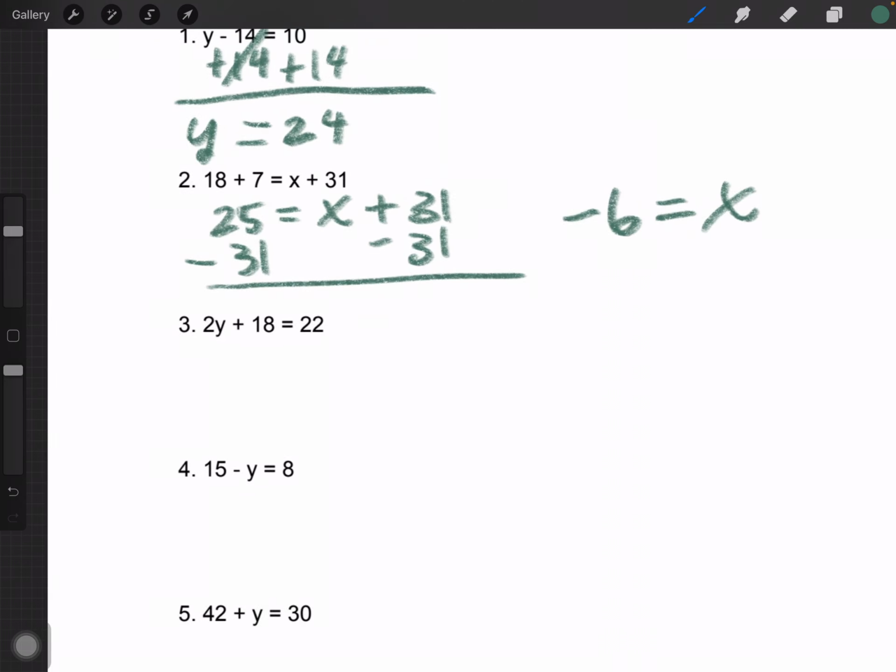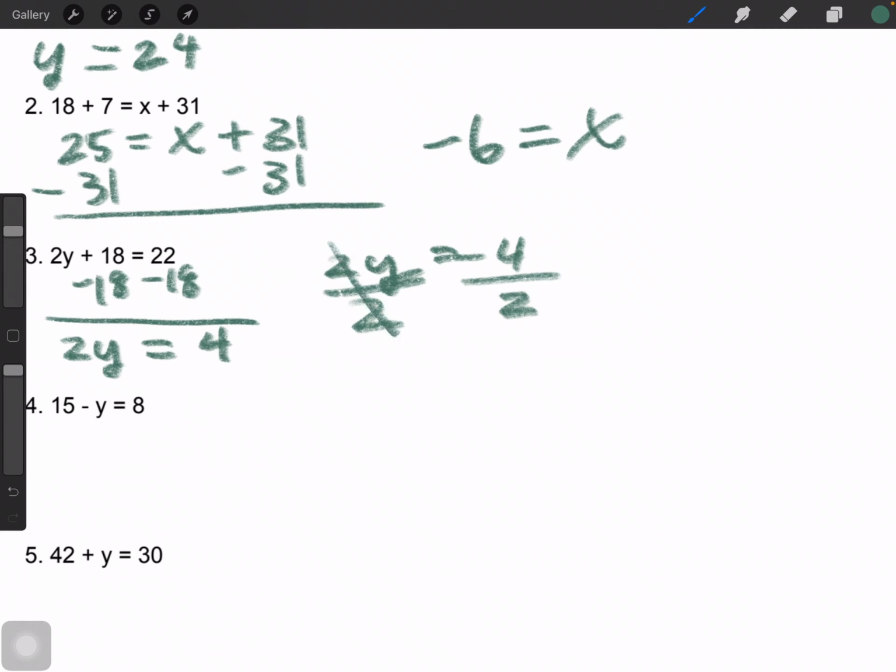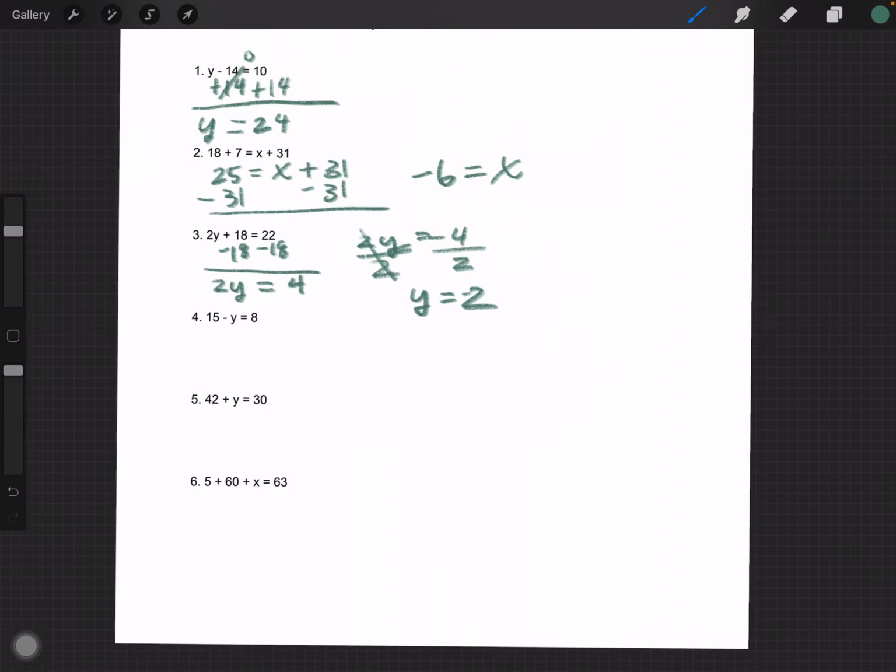And this one, we have two operations that we have to work through to get to the y. So we do what we know first, and we take off the 18. And 2y is now equal to 4. Now 2 is being multiplied to the y. They're being multiplied together, and we want to do the inverse operation to get y alone. So the opposite of multiplication is division, and you want to divide by 2 on both sides. You see 2 over 2 is equal to 1, and 1 times y is just equal to y, is equal to 4 divided by 2 is 2, so y is equal to 2.